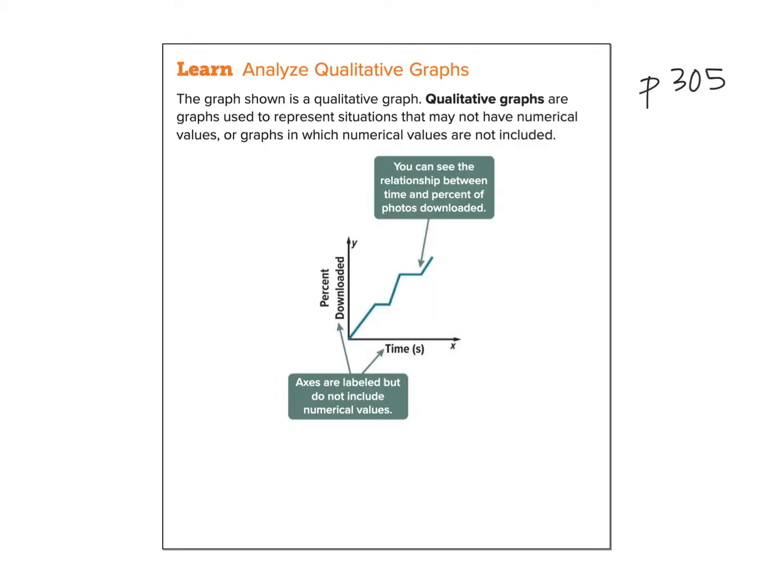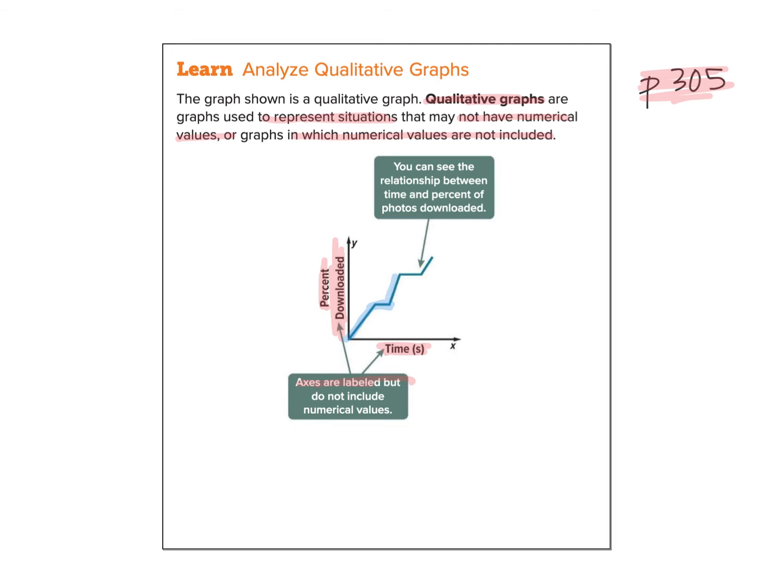All right, so if you're in your math book on page 305, here's the definition of a qualitative graph. It's a graph used to represent a situation that may not have numbers on it, or it might not be included. So if you look at this one, it shows the time in seconds. Okay, so the axes are always labeled, but sometimes there's not numbers. And then how much of the music is downloaded. Okay, so the graph is kind of showing you the relationship as time goes by, how the download's going. So it might start downloading, the percent goes up. Ooh, now the percent stayed the same. So maybe like the internet stopped working very good.